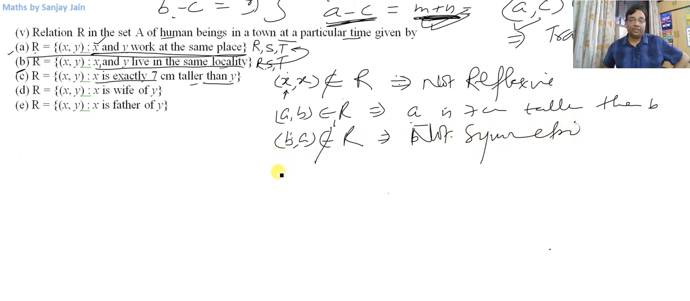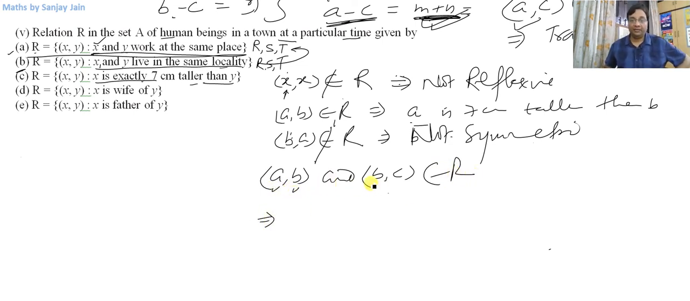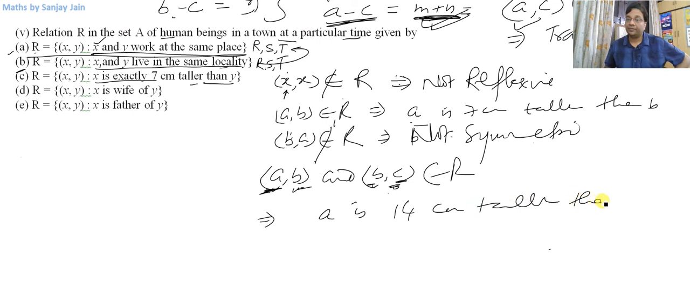What about it being transitive? Let us say a comma b and b comma c are present in the relation. That means a is 7 centimeter taller than b and b is 7 centimeter taller than c. So is a 7 centimeter taller than c? No, because a is 7 centimeter taller than b and b is 7 centimeter taller than c. That means a is 14 centimeter taller than c, which is not the definition of our relation.